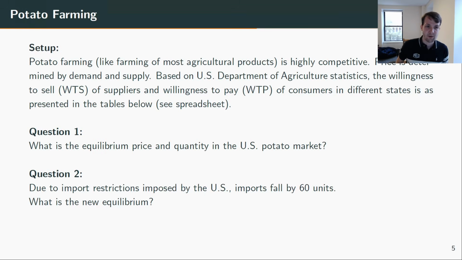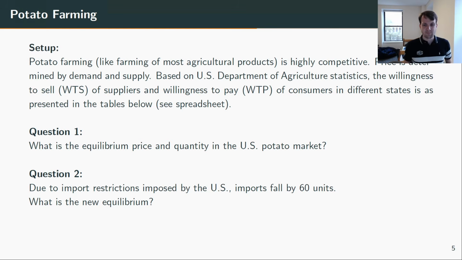This is on potato farming. And the market for potatoes, same as basically for all commodities or commodity-like products, is highly competitive. The price is determined by demand and supply, and there's a bunch of statistics on the potato market available. We're basically going to be given a table of the willingness to sell of sellers in the US and the willingness to pay of buyers. And then we're going to try to find the equilibrium.